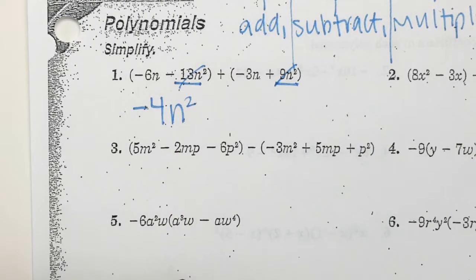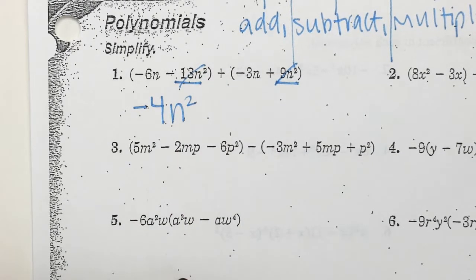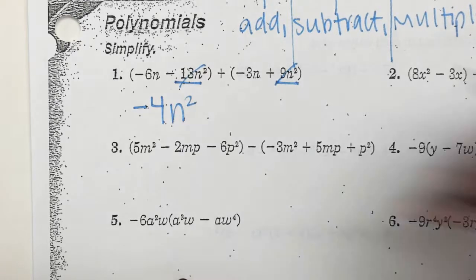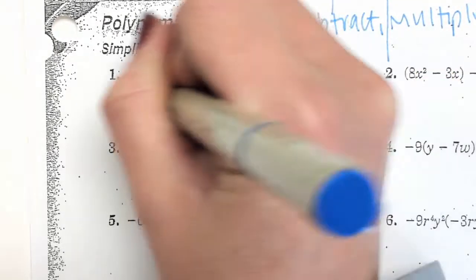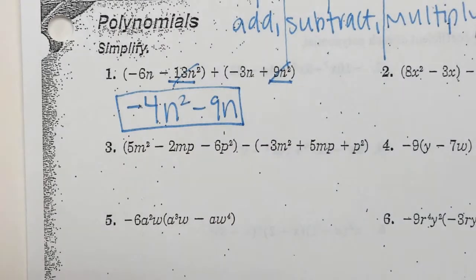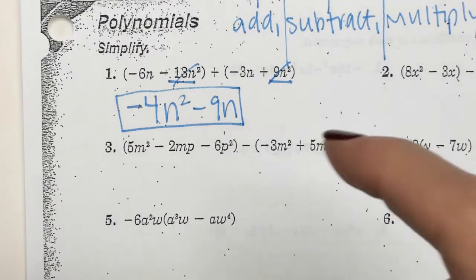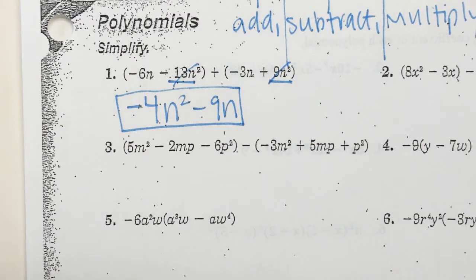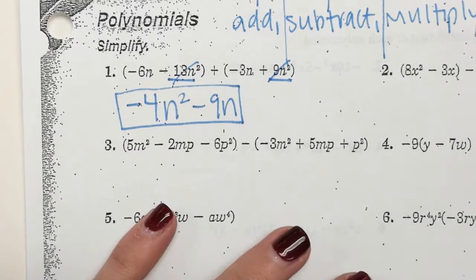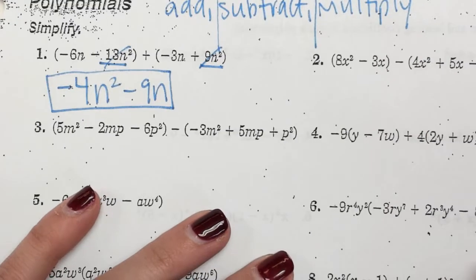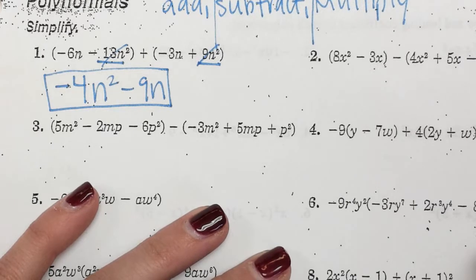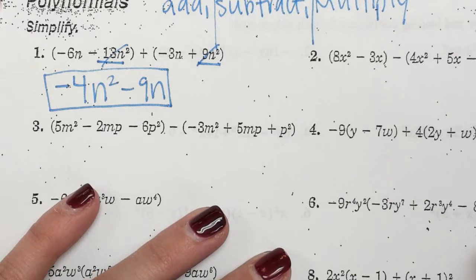Next one, we have negative 6n plus negative 3n. Negative 9. Good. That's it. A lot of people want to try to factor it right here. You don't have to factor it. Just combine like terms. Sometimes. Alright, we'll skip down to number 3.